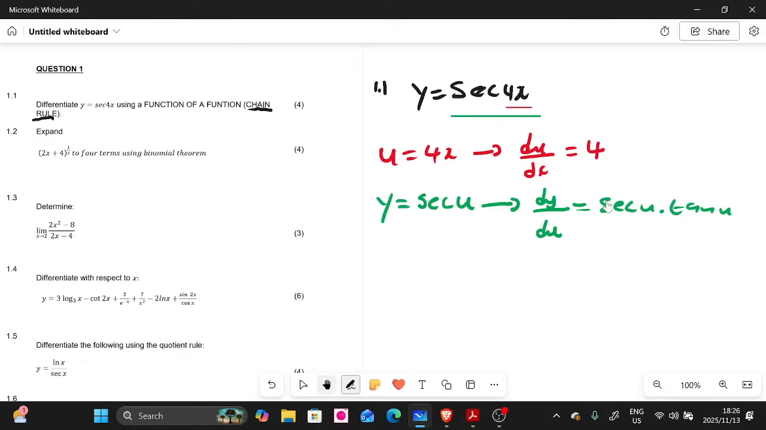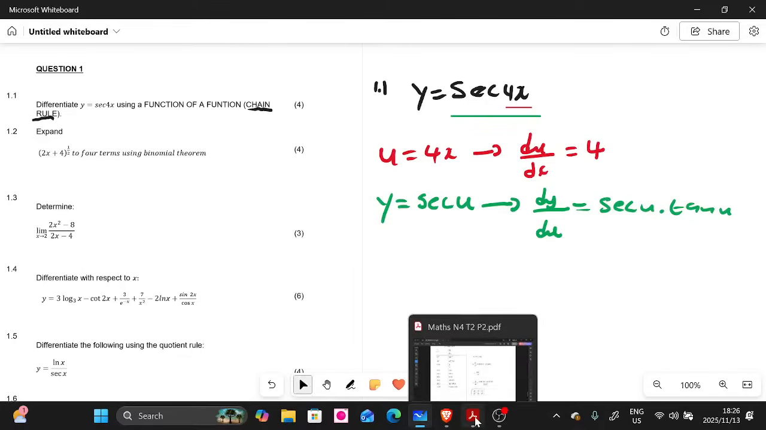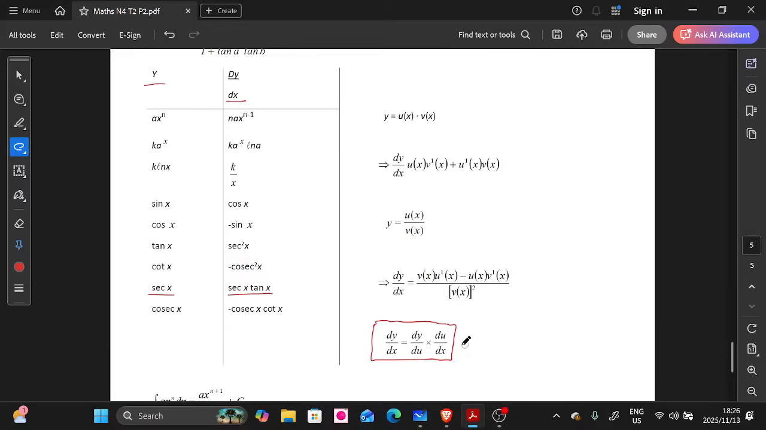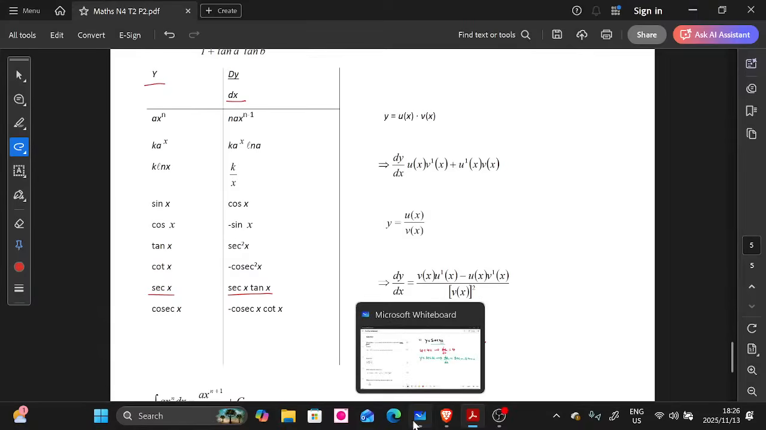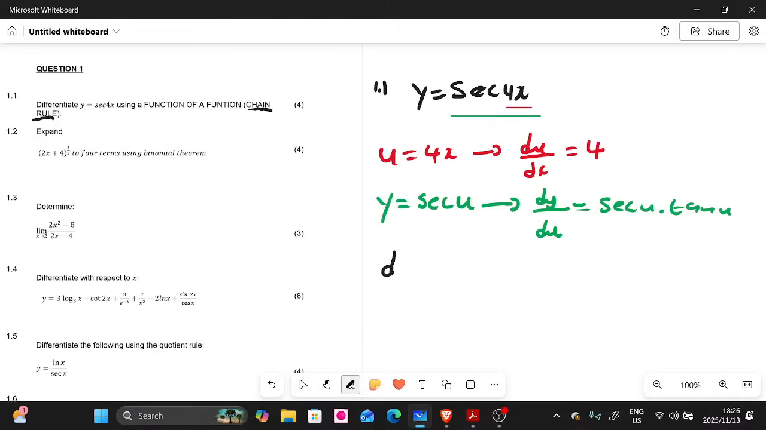Then the next step, now I'm going to use black. We're going to use this formula. Let's go back to the formula that I was talking about, where we have to find dy over dx. If you look at the formula, dy over dx is equaling dy over du multiplied by du over dx. We already found these on our question. So it's going to be dy over dx equals dy over du multiplied by du over dx.